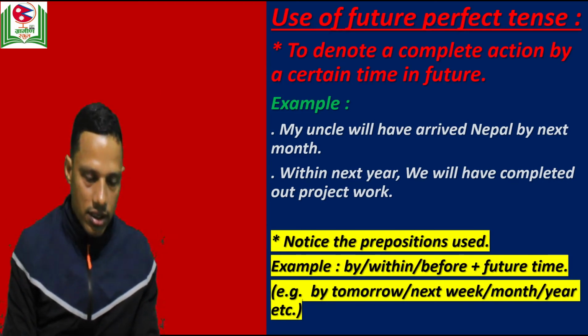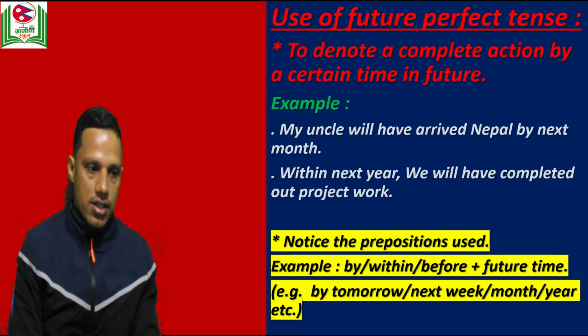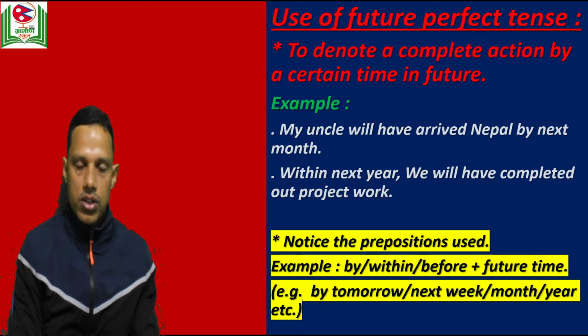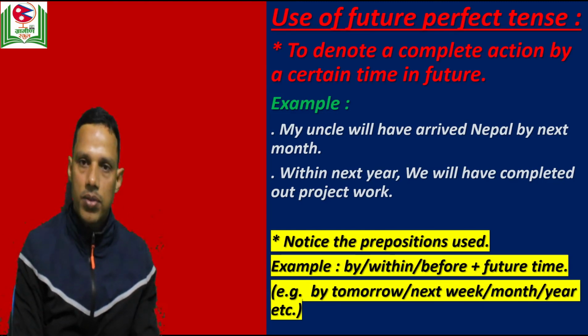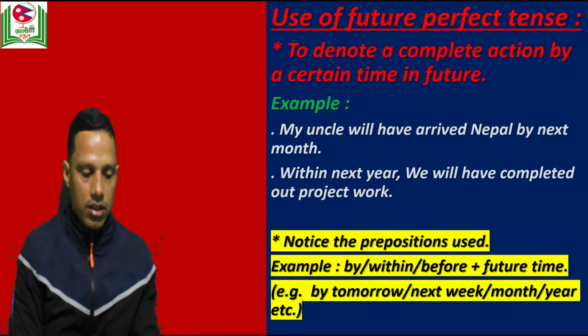Now, what are the things that you should take into consideration regarding the use of future perfect tense? In future perfect tense, we generally use prepositions like by, within, before plus future time, right? For example, by tomorrow, by next week, by next month, by next year. These are the prepositions that we generally use in future perfect tense. So you should take these prepositions into consideration before you choose the right form of the verbs.